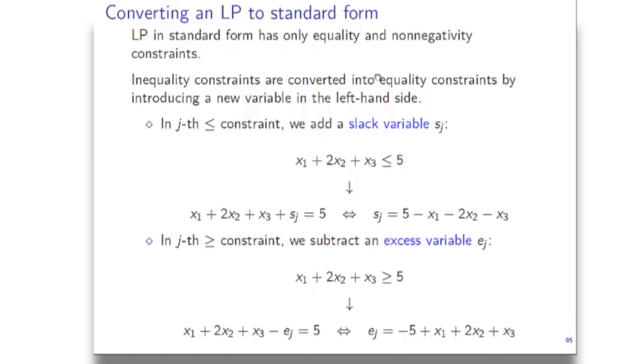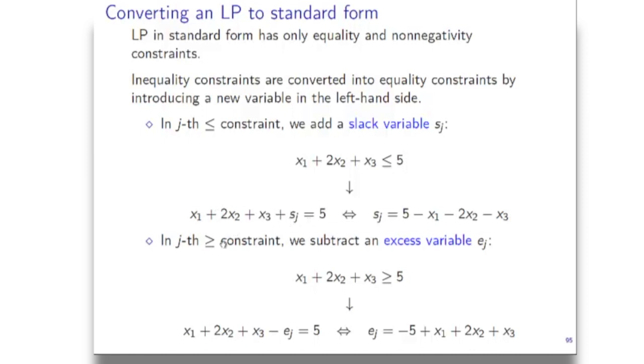Again, the way we convert the inequality constraints into equality constraints is as follows. Let's say we have the jth constraint, which is in the less than or equal to form, then we add a slack variable Sj. So index j here will represent the constraint number. So we have x1 plus 2x2 plus x3 less than or equal to 5, our original inequality constraint. Then we add the slack variable to the left. We have the equality constraint. So Sj is just the difference between the right-hand side and the left-hand side here. And of course, Sj must be non-negative.